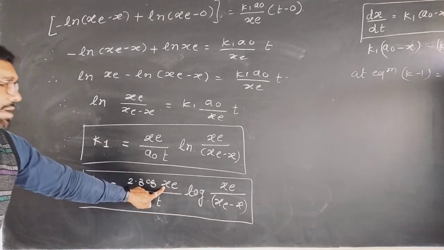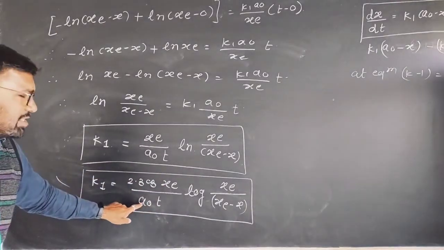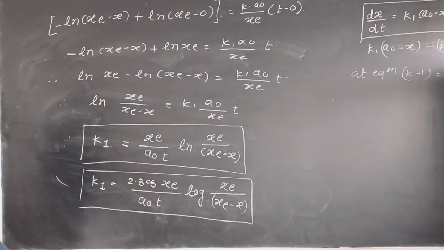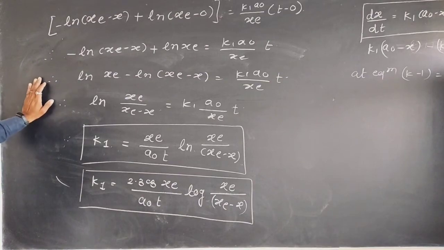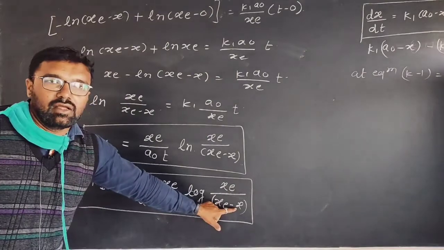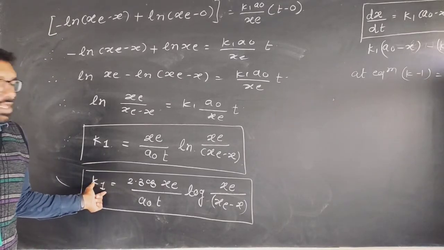Xe is the equilibrium concentration, t is time, A0 is the initial concentration of A, and Xe minus X is the equilibrium minus product formed. Okay, this is the derivation for this opposing reaction. This is only the half part. Suppose you plot the graph of concentration of X at various times t, that means a graph of X versus t is plotted, which gives us a straight line having slope equal to K1.